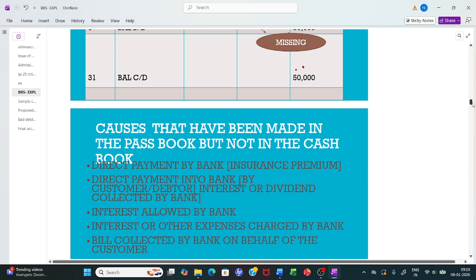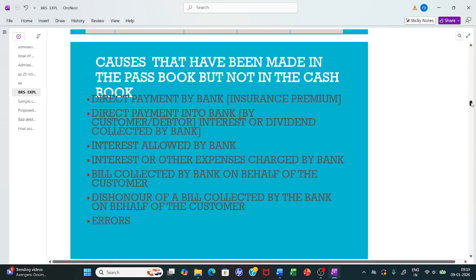Now there is a second category of causes which are there in the passbook but not in the cash book. Let's try to study them one by one. First is direct payment by bank. It could be insurance premium, it could be electricity bill. You have given the standing instruction, like you get your bills paid for different reasons, like your OTT and all. The balance comes on your phone that this money is due to be paid. You have given them standing instruction that on this date they will pay this expense of mine. The date has come, they have paid it. You have forgotten to make the entry of that. So till that time the two will be different.